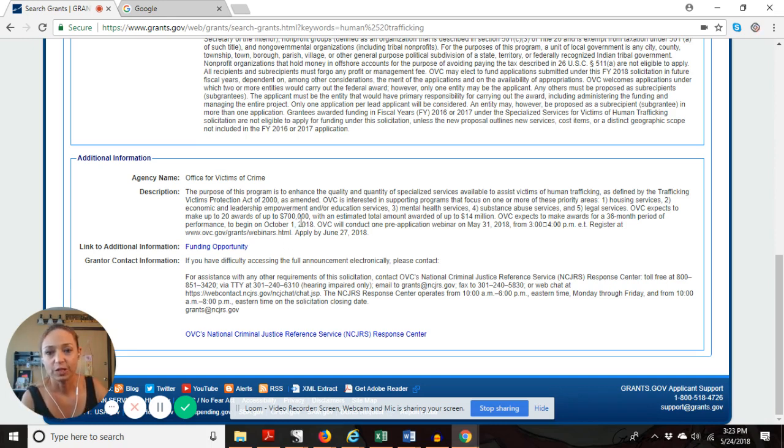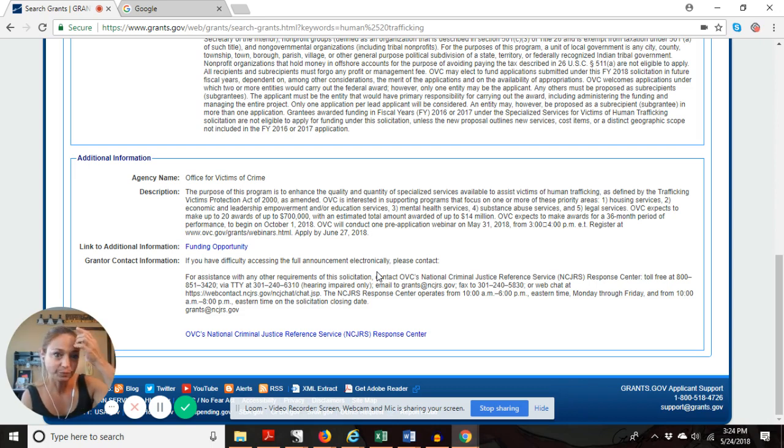So the purpose for this program is to enhance the quality and quantity of specialized services available to assist victims of human trafficking, as defined by the Trafficking Victims Protection Act of 2000 and amended. So OVC is interested in supporting programs that focus on one or more of these priority areas. 1, housing services. And we already talked, you're looking at getting a house for the victims. So that would fit you right away, possibly. I mean, it's a good fit.